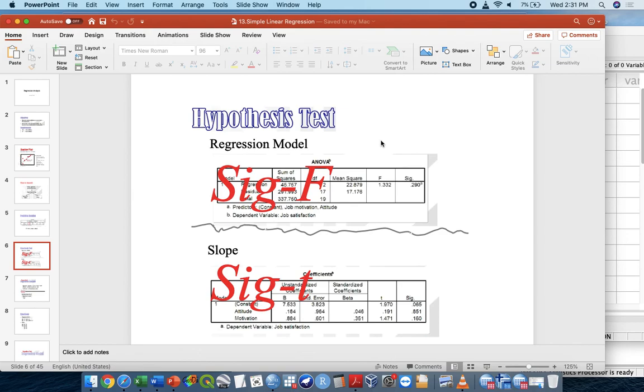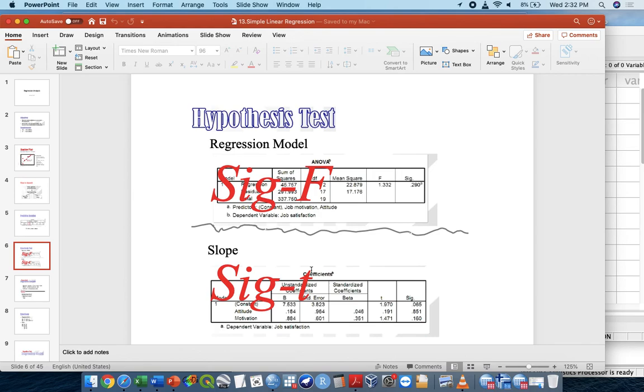Model not fit. What is your alternative? Model is fit. Or you can say that your null will be the model did not have the sufficient evidence to be a fit model. That is your null, which means not fit. Your alternative will be the model is fit, which means that your X is able to predict your Y. Okay, that is the trick.